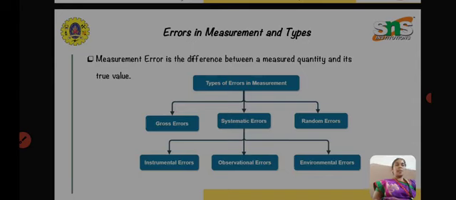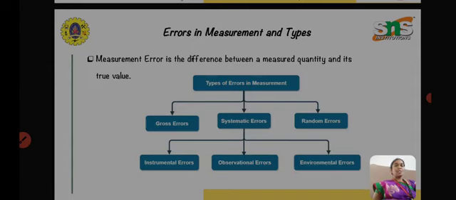Okay, so errors in measurement, that is a measurement cannot be made without errors. So errors can be only minimized but not eliminated completely. So the measurement error is the difference between the measured quantity and its true value. The types of error in measurement can be classified into three main types, that is gross error, systematic error and random error. This systematic error is further classified into three types, that is instrumentation error, observational error and environmental error.